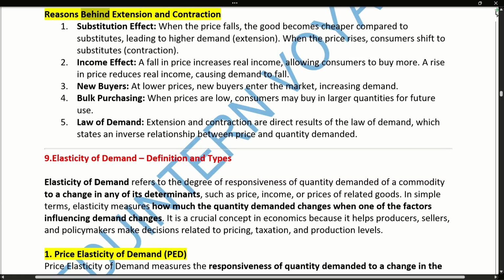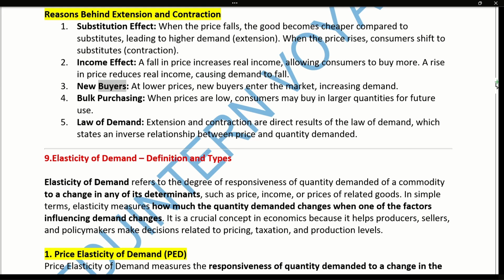Reasons behind extension and contraction. Substitution effect. When the price falls, the good becomes cheaper compared to substitutes, leading to higher demand. Extension. When the price rises, consumers shift to substitutes. Contraction. Income effect. A fall in price increases real income, allowing consumers to buy more. A rise in price reduces real income, causing demand to fall.